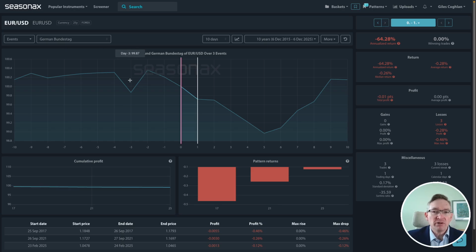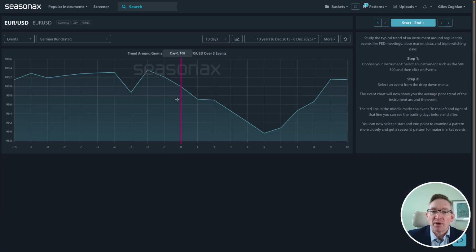Every major event leaves a historical price footprint. Markets rarely react randomly, they tend to follow patterns. So Seasonax's event studies reveal these patterns so you can see how markets behave before the event and how they reacted afterwards, how long the impact usually lasted.